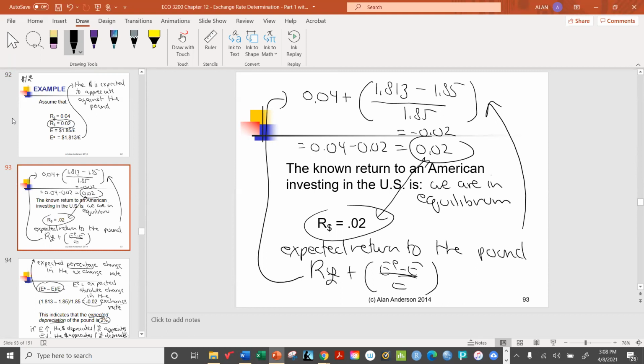There's no need now to switch back and forth between the two currencies because we're getting the same return either way. Everybody's happy. Okay, so what if something changes? Okay, in other words, right now, everybody's happy.